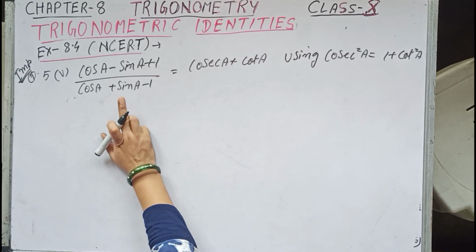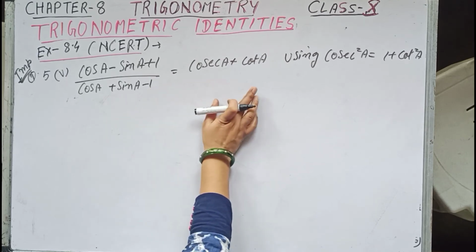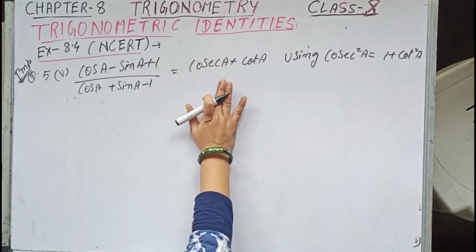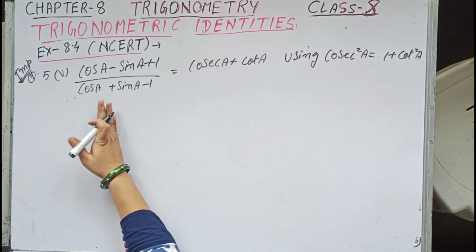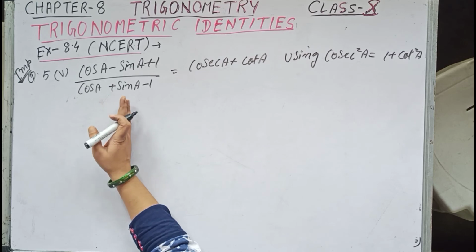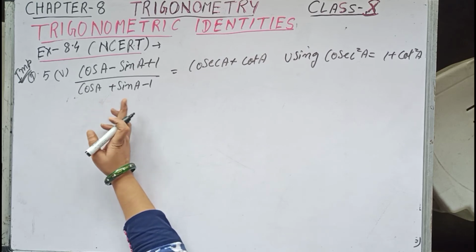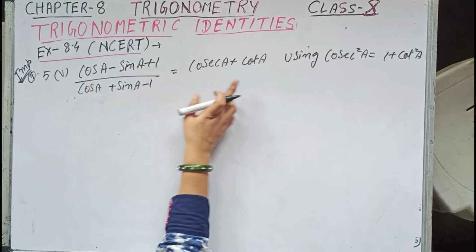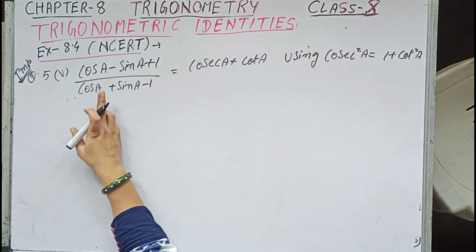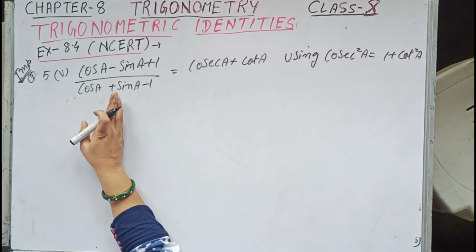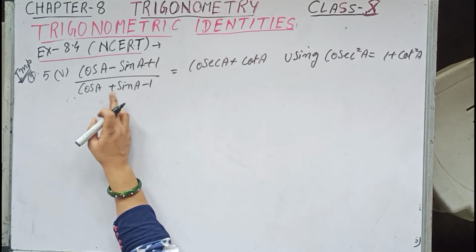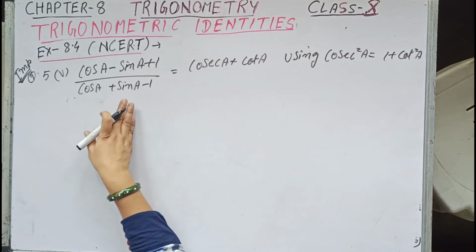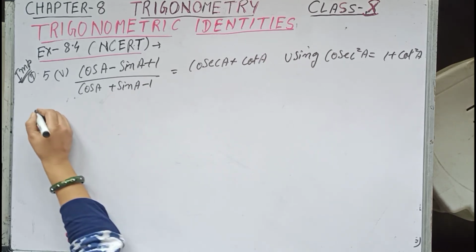Now children, see over here, this one is cosine and over here it is cosec and cot. So I need either cot or cosec. For that, let us divide it by cos, or let us divide it by sine, whatever our wish. If I do cos by sine, I'll be getting cot. So it's better to divide the numerator and denominator by sine. If I divide by cos, I'll be getting tan, and again I'll have to change tan to cot. So it's better to divide by sine. So let us start.